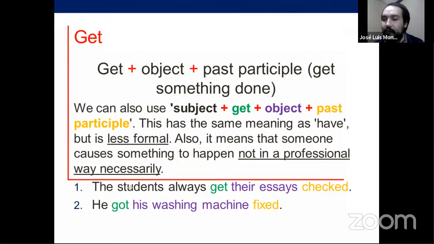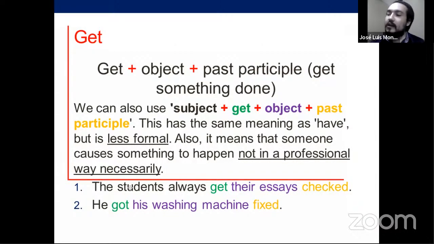But again, the only thing that we know when you say get plus object plus past participle is that someone else is doing that for him. Okay, as you can see, it's the same as have. It's exactly the same. It's just the context that is different in the meaning that it's less formal. That's it. I mentioned that many times, but I want that to be stuck in your head, all right? That's the only difference. Please, do you have any questions?